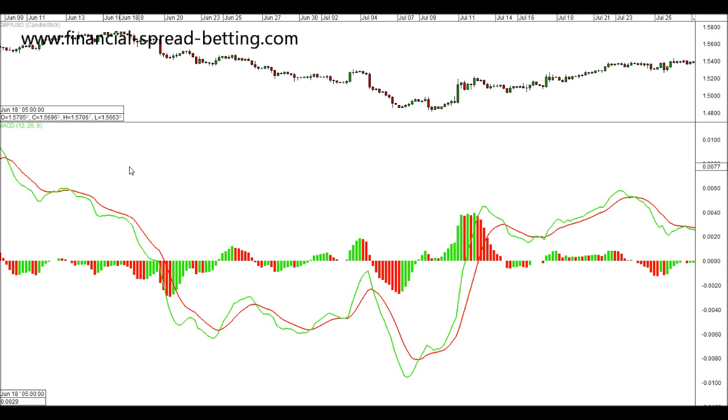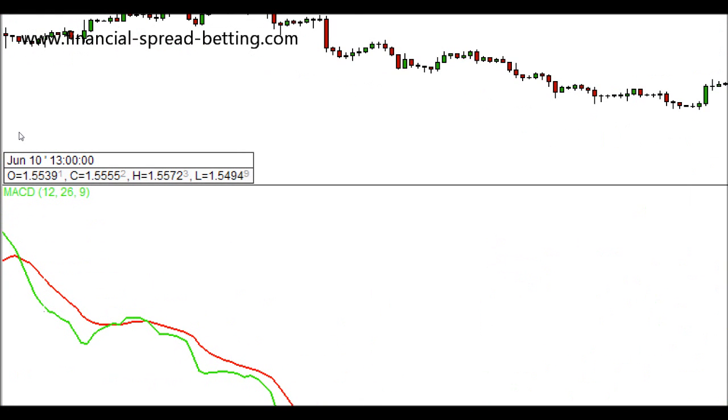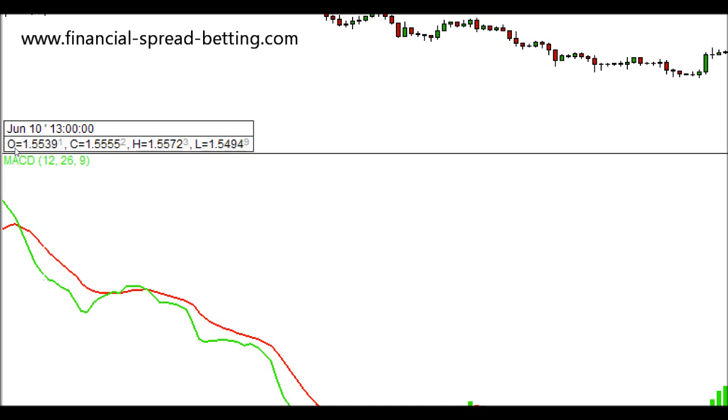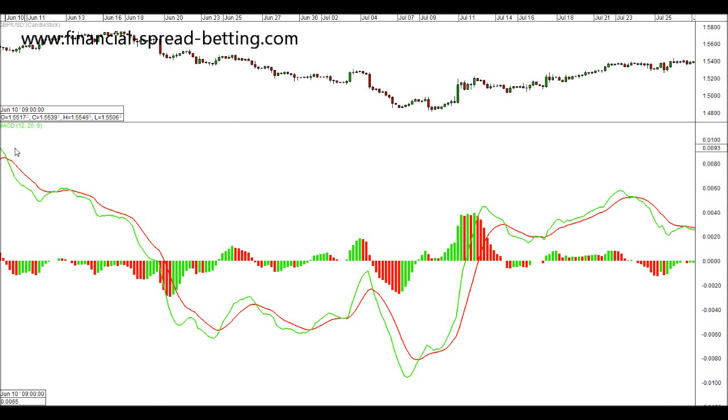With the MACD we have three settings. At the top left here I have the settings of the MACD shown on my chart. My settings are at 12, 26 and 9. So what do those settings mean? This first setting at 12 represents the previous 12 bars of the faster moving average. You'll see I have two moving averages on my MACD, a red and a green. The green is the faster moving average, the red is the slower moving average.